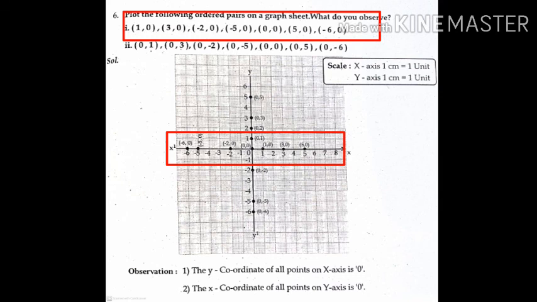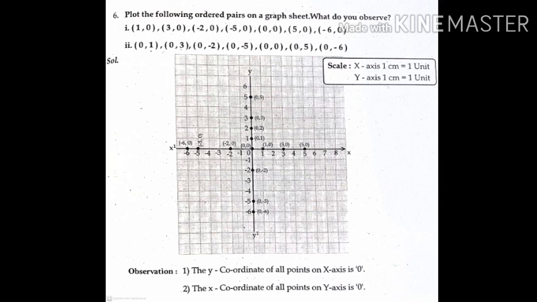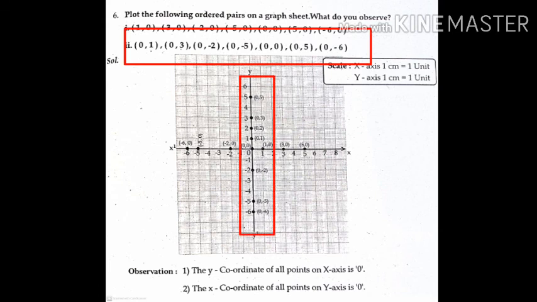Second question: (0, 1), (0, 3), (0, -2), (0, -5), (0, 0), (0, 5) and (0, -6). After indicating the points, we observe that in every ordered pair the x value is 0. So all these points lie on the y-axis.